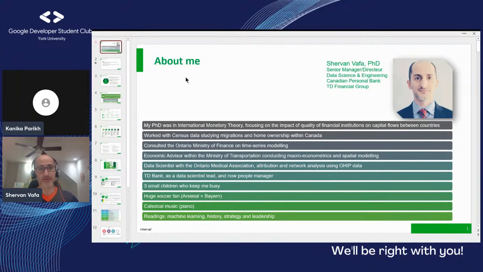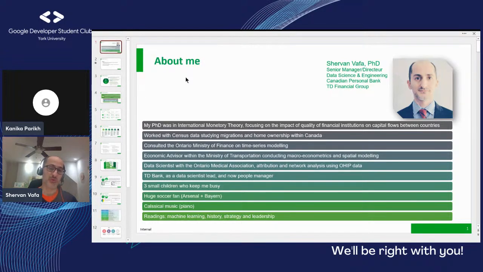Excellent. So about me, I did my PhD at York a while back in economics. It was mostly international monetary theory, with a focus on the impact of quality of financial institutions on capital flows. A lot of econometrics work, and I did some computer science in my undergrad as well, in computer science and economics. It set me up really nicely to move into the field that I am in because it's a lot of storytelling, there's coding, there's lots of math and stats. Put all of that together, and you're pretty set up for the world of data science or analytics.